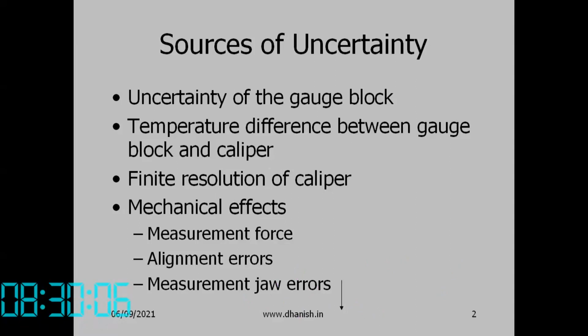So you don't get any reading. I mean, the reading all will be in error because of that. The jaws are all worn out. So instead of straight jaws, all will be bent jaws, all sorts of things. So these are all sources of uncertainty. How much is the error, we don't know. So this is a source of uncertainty.